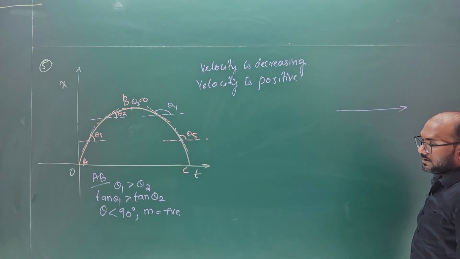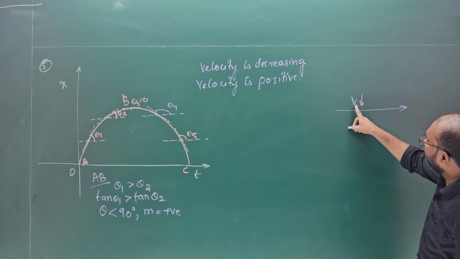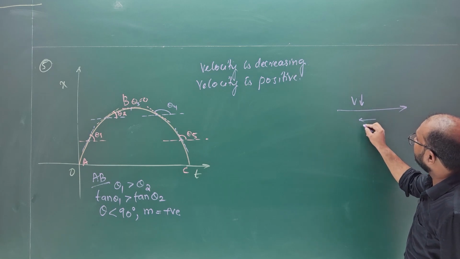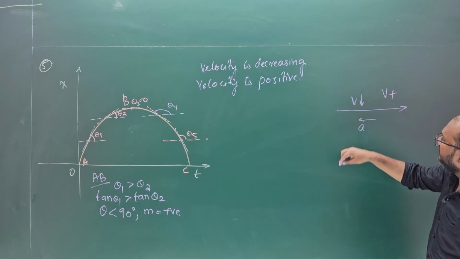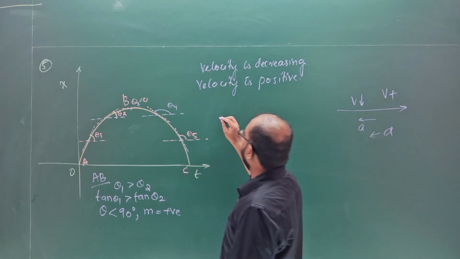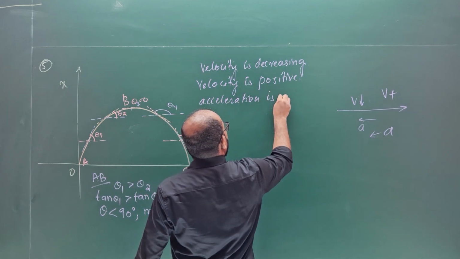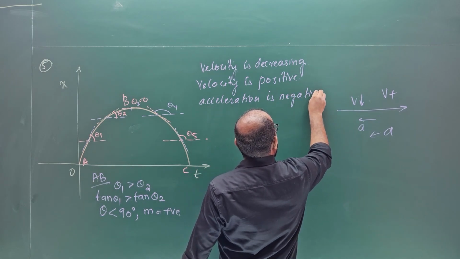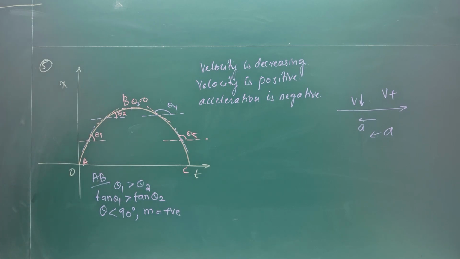If a body is going in this direction, it is going in the positive side direction, but velocity is decreasing. Whenever velocity is decreasing, the direction of acceleration is opposite to the direction of motion. Yes or no? And velocity is towards the positive side. Definitely acceleration will be going towards the negative side. So what should I write over here? Acceleration is negative. If acceleration is negative, then it is called retardation, deceleration. Whatever you wish, you can write.